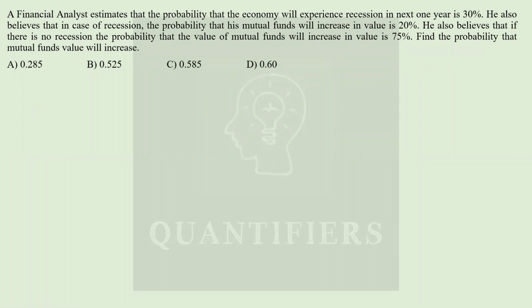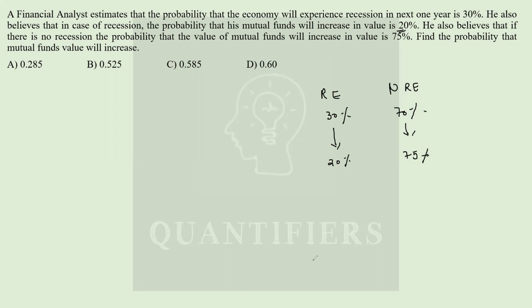Okay, now this was very easy, guys. All of you could have done it. See, there are two cases. In first case, if there is a recession, right? Probability that economy will experience recession, this is 30%. No recession will be there, so obviously the probability will be 70%. Now, probability that mutual funds will increase is 20% in case of recession. And in case of no recession, the probability that mutual funds will increase is 75%.